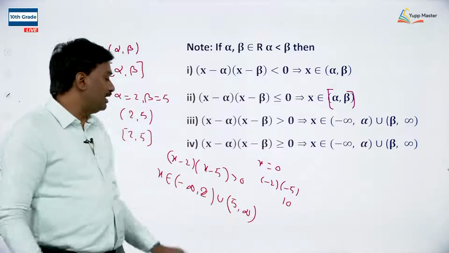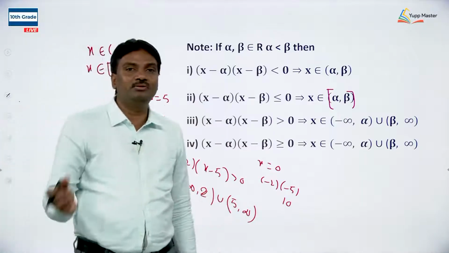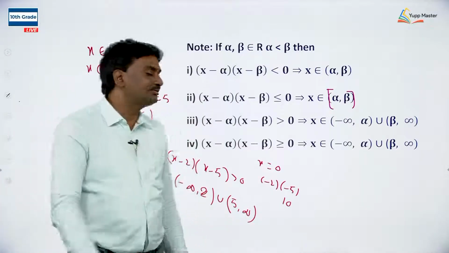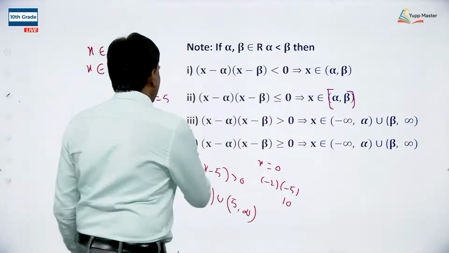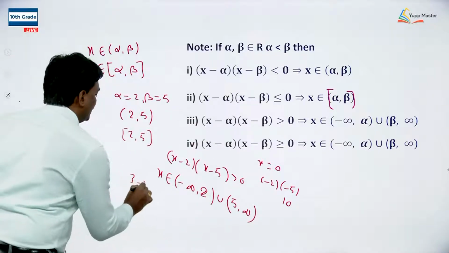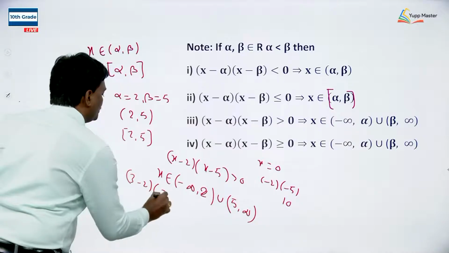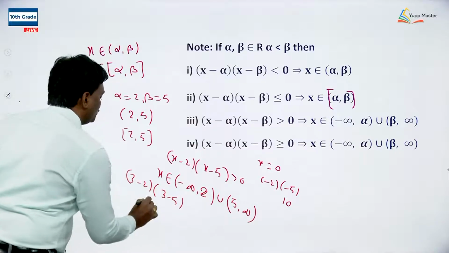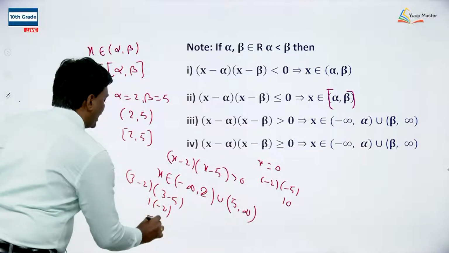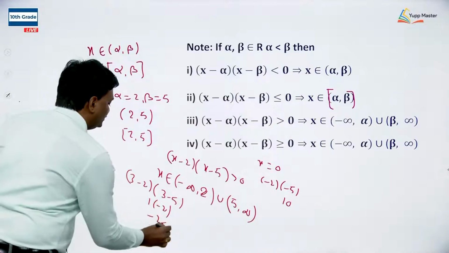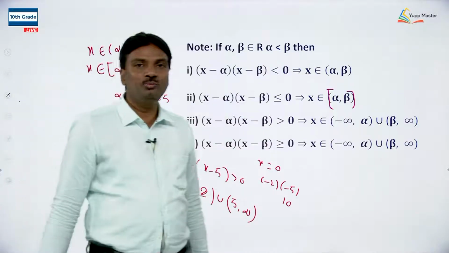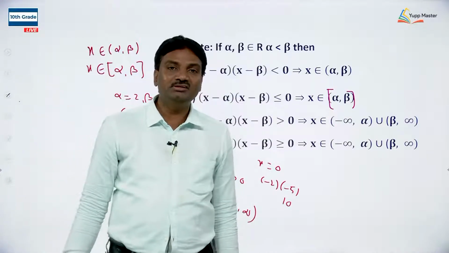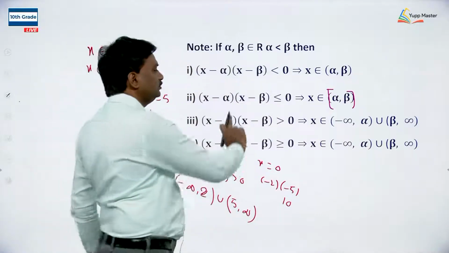If you take values between 2 comma 5, for example 3, in place of x we write 3 minus 2 into 3 minus 5. 3 minus 2 is 1, 3 minus 5 is minus 2, so the product is minus 2, which is negative. Negative is nothing but less than 0. So, that is why this is false.